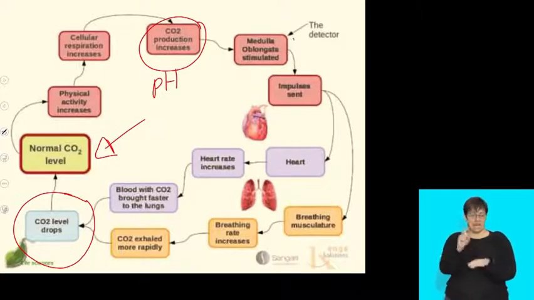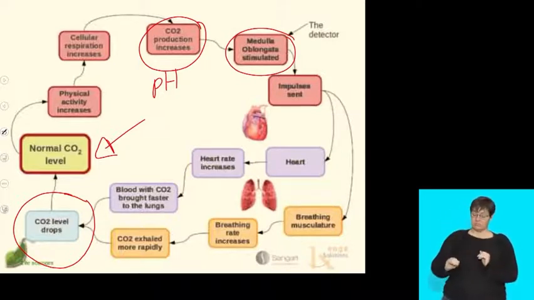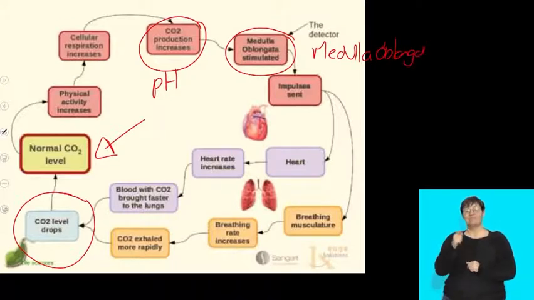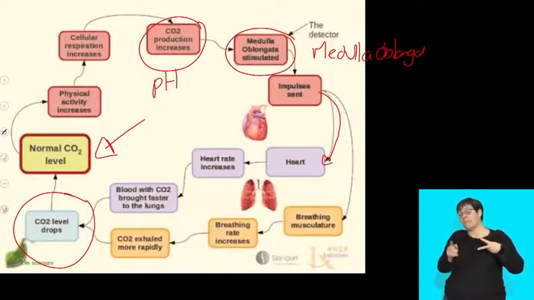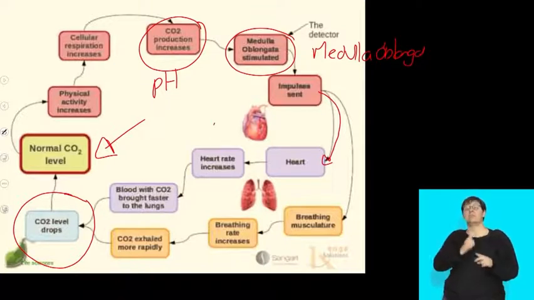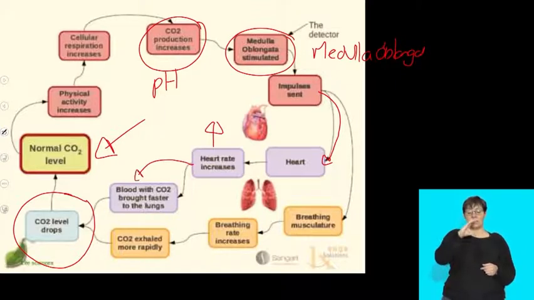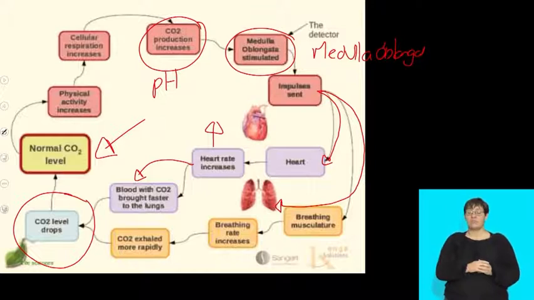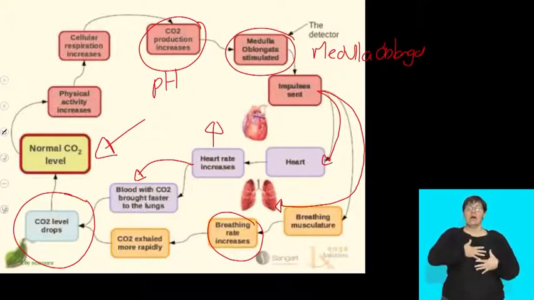Very often homeostasis is initiated by parts of the brain. The part of the brain that's going to come into action here is our medulla oblongata, our brain stem. The medulla oblongata is going to trigger two sets of organs. Number one, the heart, and it's going to say, hey heart, increase your heart rate, because we want to get the carbon dioxide to the lungs much quicker. Then we also say to the lungs, guys, you've got to breathe in deeper and heavier.